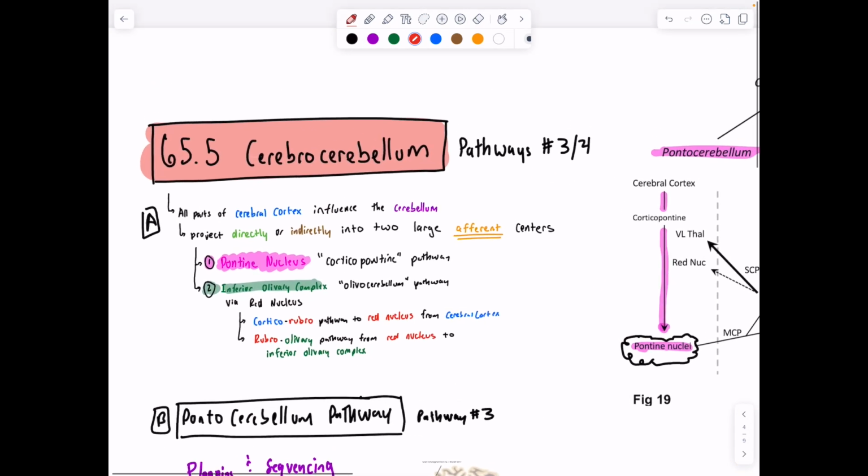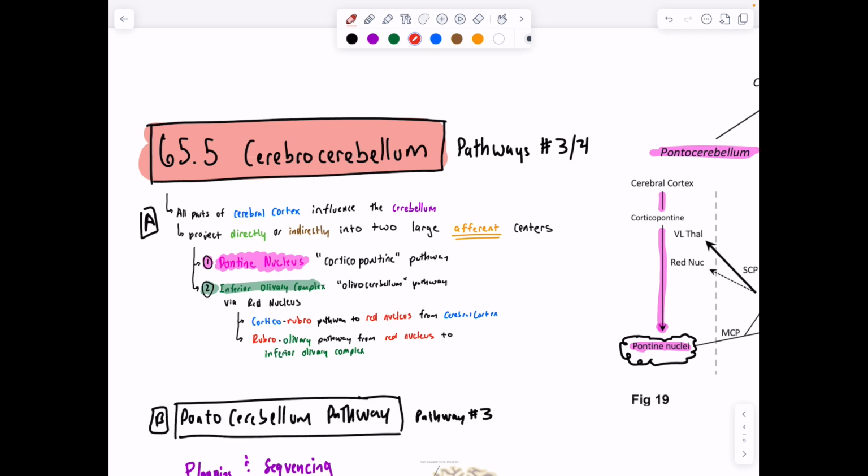And so the idea is that the cerebral cortex is going to influence the cerebellum by projecting directly or indirectly to two input centers, two afferent centers. And the first of those input centers is the pontine nucleus, and that gives us the corticopontine pathway, cortex of the cerebrum, and then pontine, just for pontine nucleus. This is going to be doing sequencing and planning. Then you have the inferior olivary complex pathway, and that's going to come via the red nucleus. And so you'll have the cortico-red nucleus pathway, so cerebral cortex to the red nucleus, and then from the red nucleus to the inferior olivary complex, you're going to have the rubro-olivary pathway.